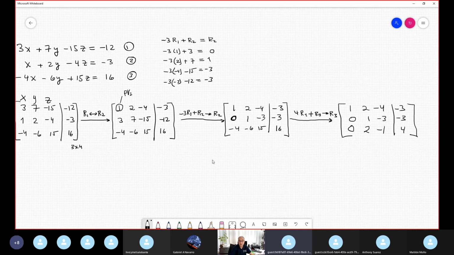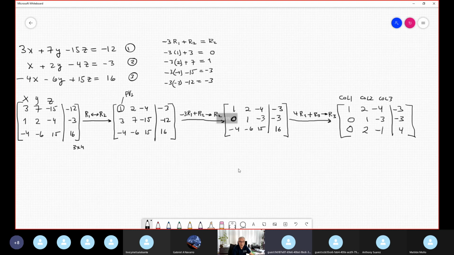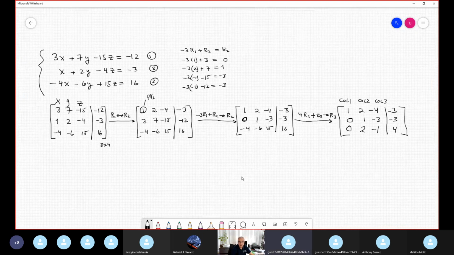Yeah, I finished the first column. Look at the format: pivot number 1 and below the pivot, just 0s. Let's move on to the second column now. I finished column 1, now I move on to column 2. Remember, this is a sequence. I don't want to extend it too much on this whiteboard, so I just copy this again.